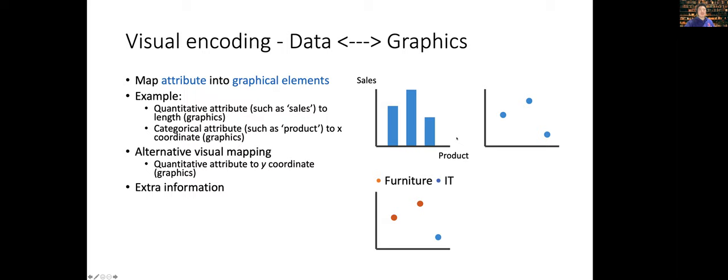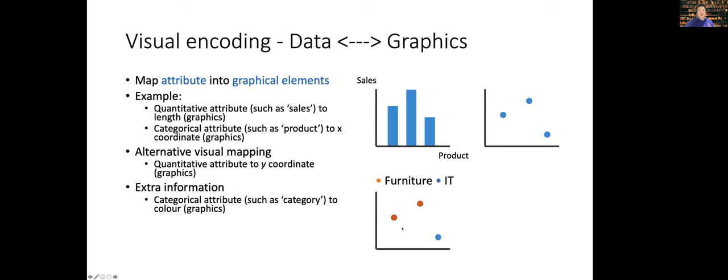Okay. And you can add more information into this visualization. In this case, we already used X and Y positions, so we have to use other visual attributes if we want to add more information. For example, if we want to include the categorical attributes, as we said before, these bars or dots each represent a different product. But if we want to include category information as well, then we have to use color, which is a third visual attribute. So in this case, we have the furniture as the red color and the IT product as a blue color.